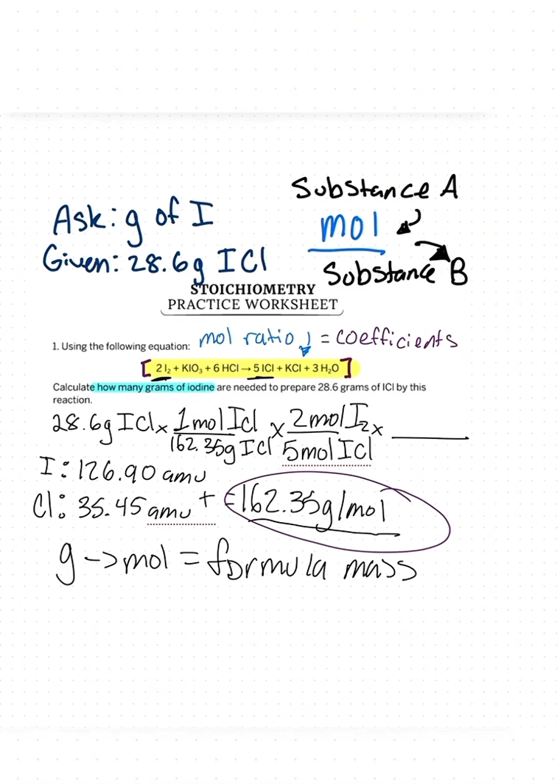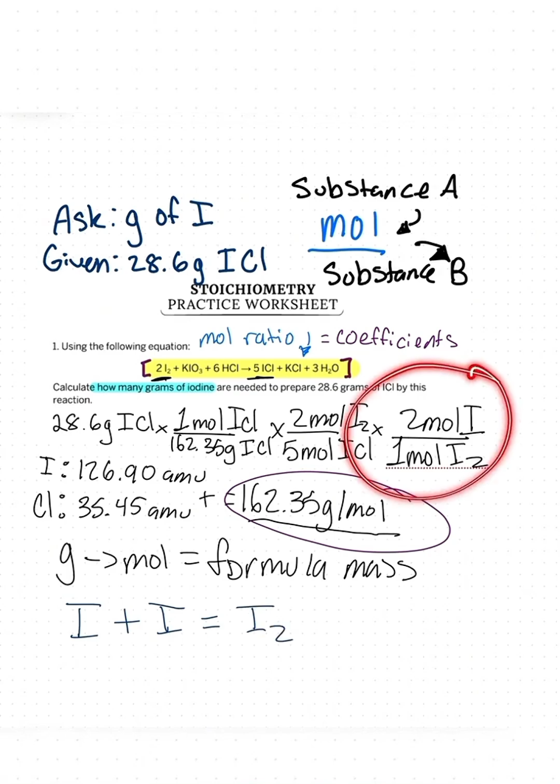So yes, we know that with 5 moles of ICl, we also have 2 moles of I2 due to the molar ratio, right? The coefficients. But we also know that in 1 mole of I2, there's 2 moles of iodine. Why? You have I plus I equals I2. And I did this just for the sake of isolating my I.